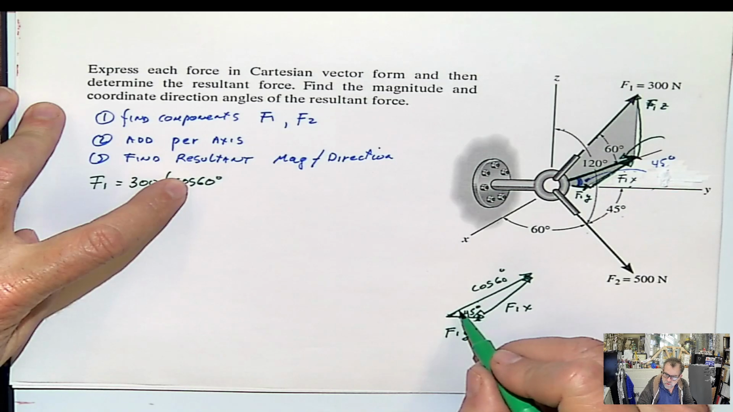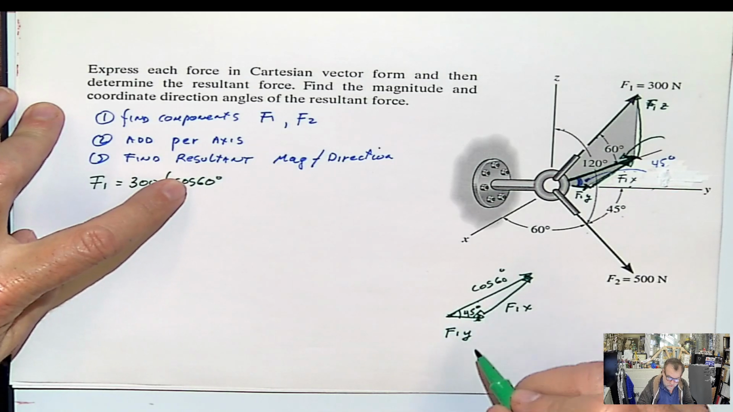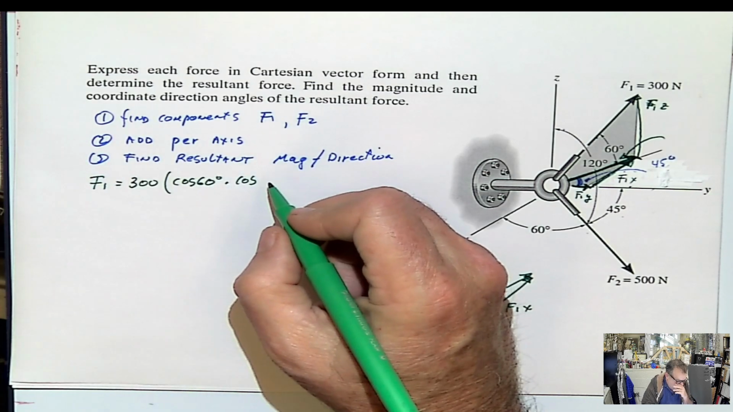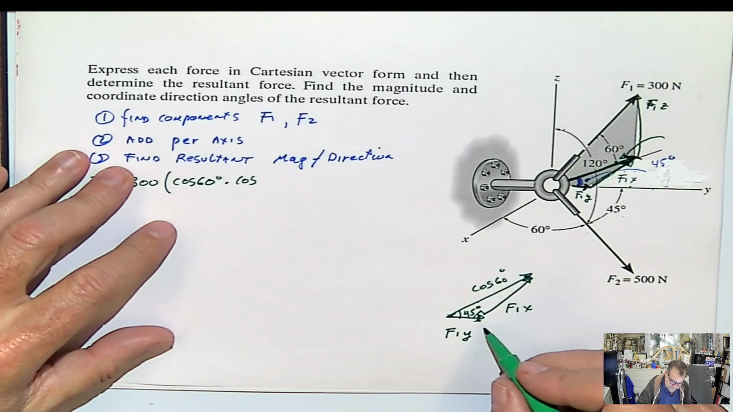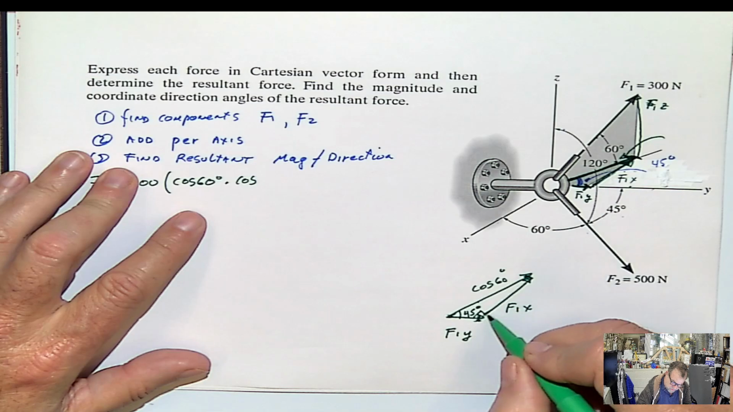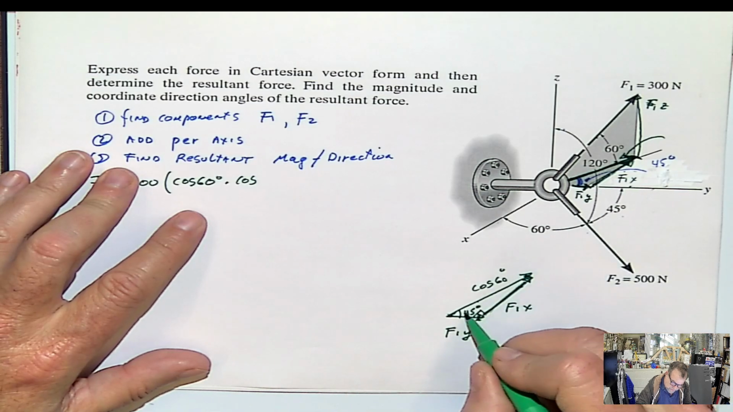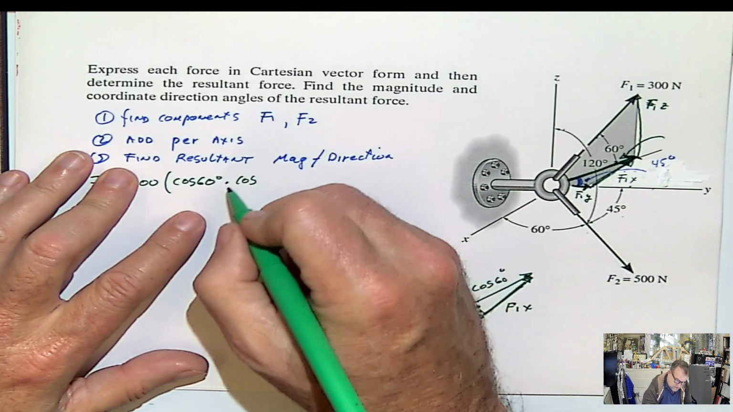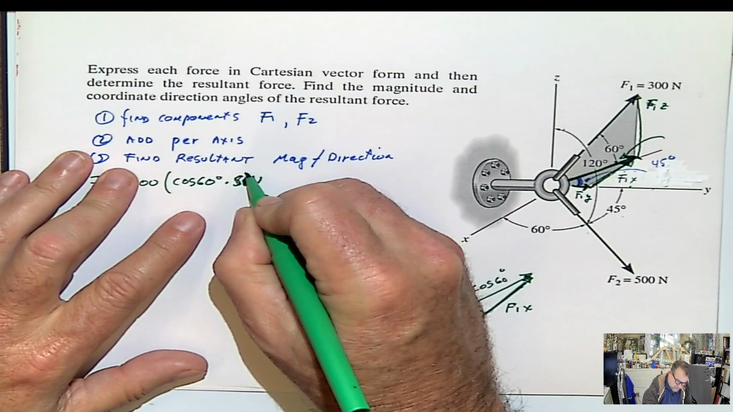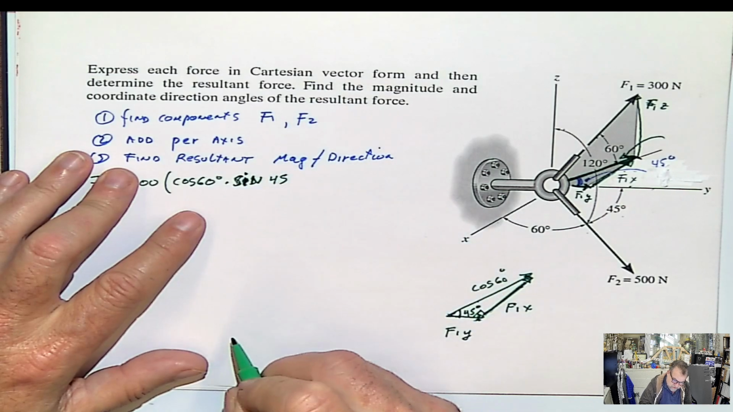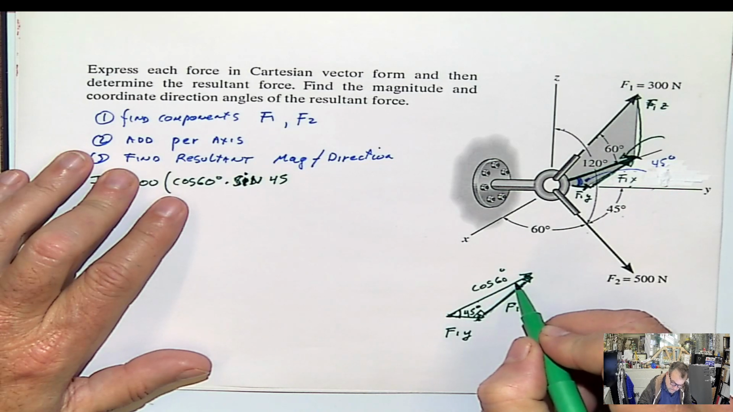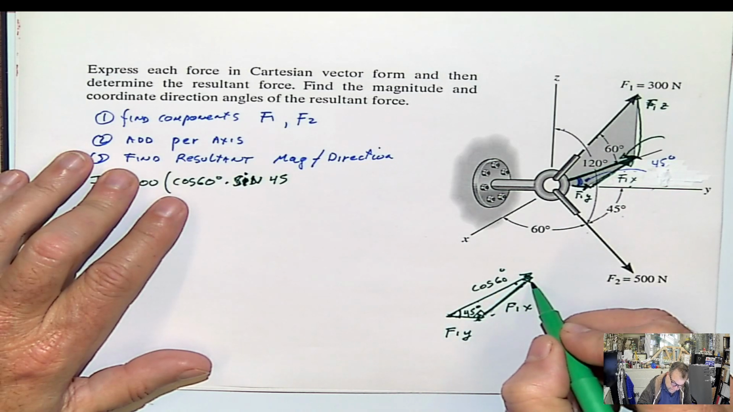And this will be cosine because it's adjacent to the cosine. So cosine of 45 for the y. But if I want the x, which is this one, that will be sine of 45 because it's opposite. Sine 45, that will be cosine 60, and then sine 45.